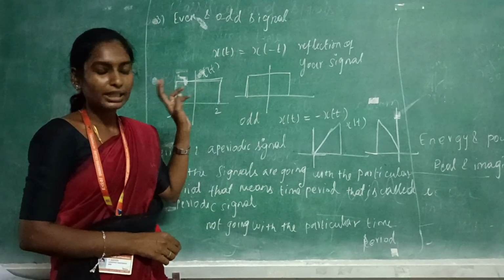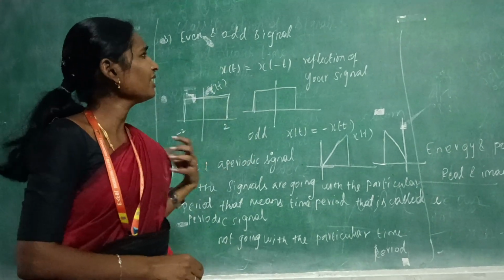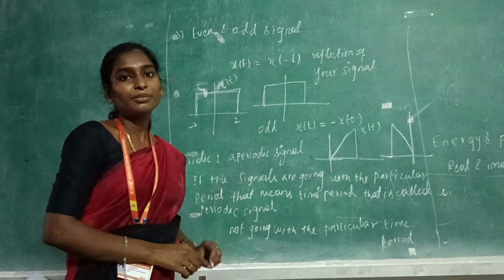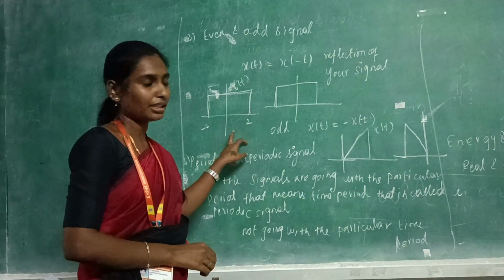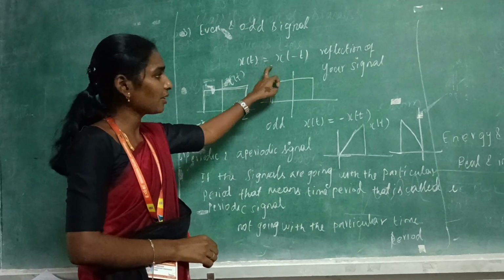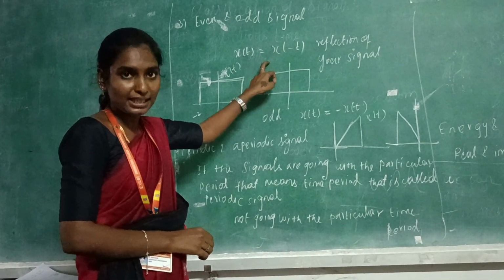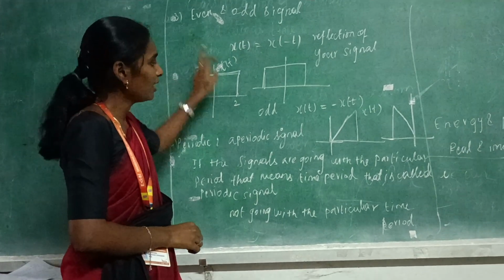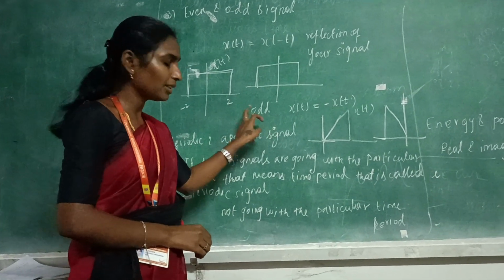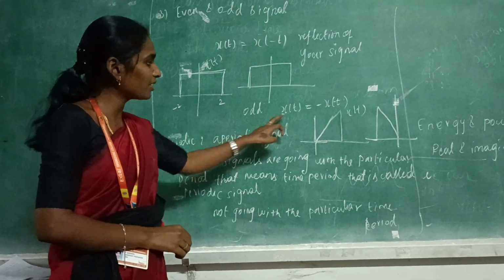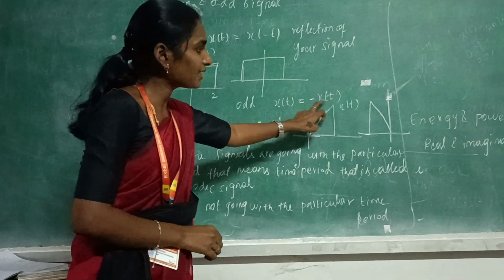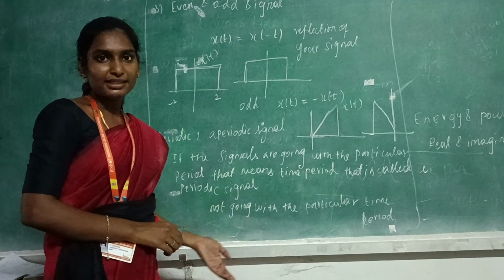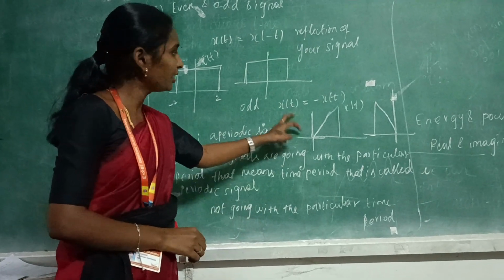So both even and odd signals use time reversal. An even signal satisfies the condition x of t equal to x of minus t. If it satisfies this condition, that is called an even signal. An odd signal also uses time reversal: x of t equal to minus x of minus t. If it satisfies this condition, that is called an odd signal.